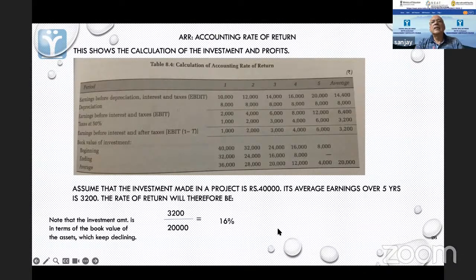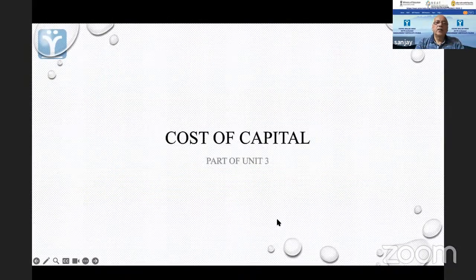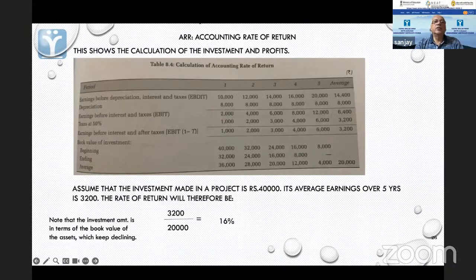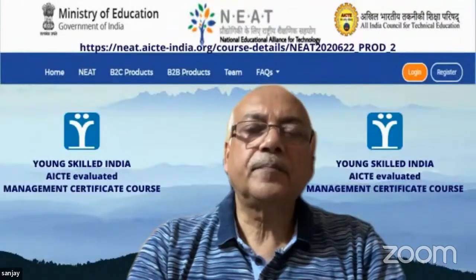Basic rule here is the higher, the better. But this is something which can only be done after the project. It is not something which will actually help you today. But for projects which have actually been done by you, you can use this to find out what the actual rate of return was using accounting information. So that essentially brings us to the end of our presentation today on capital budgeting.